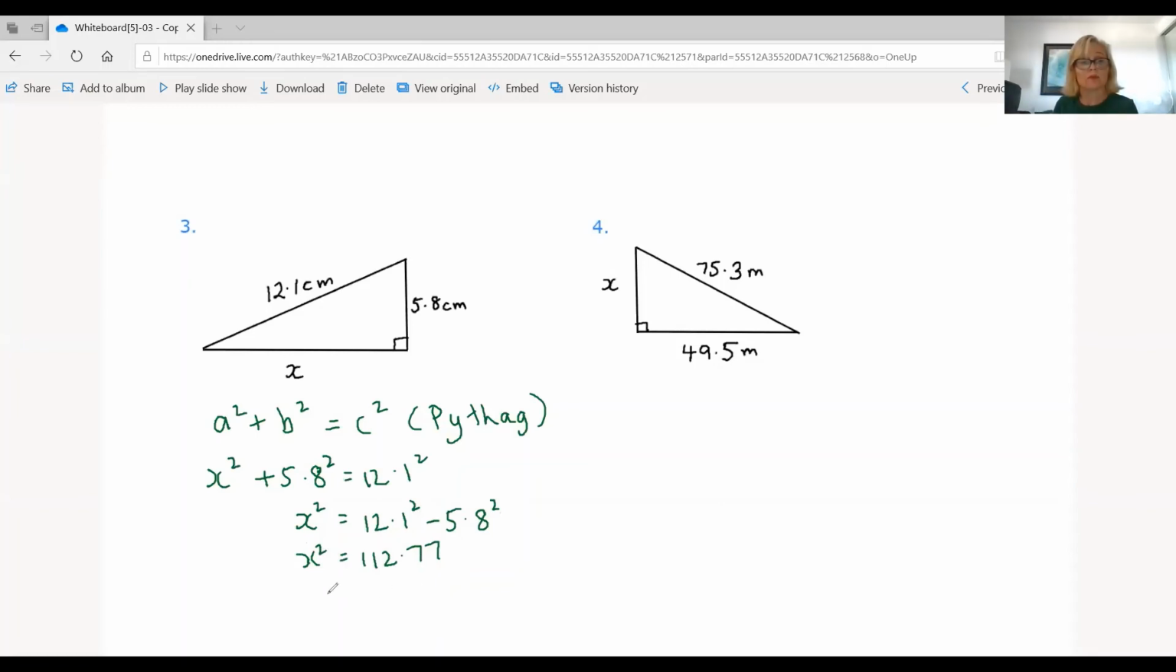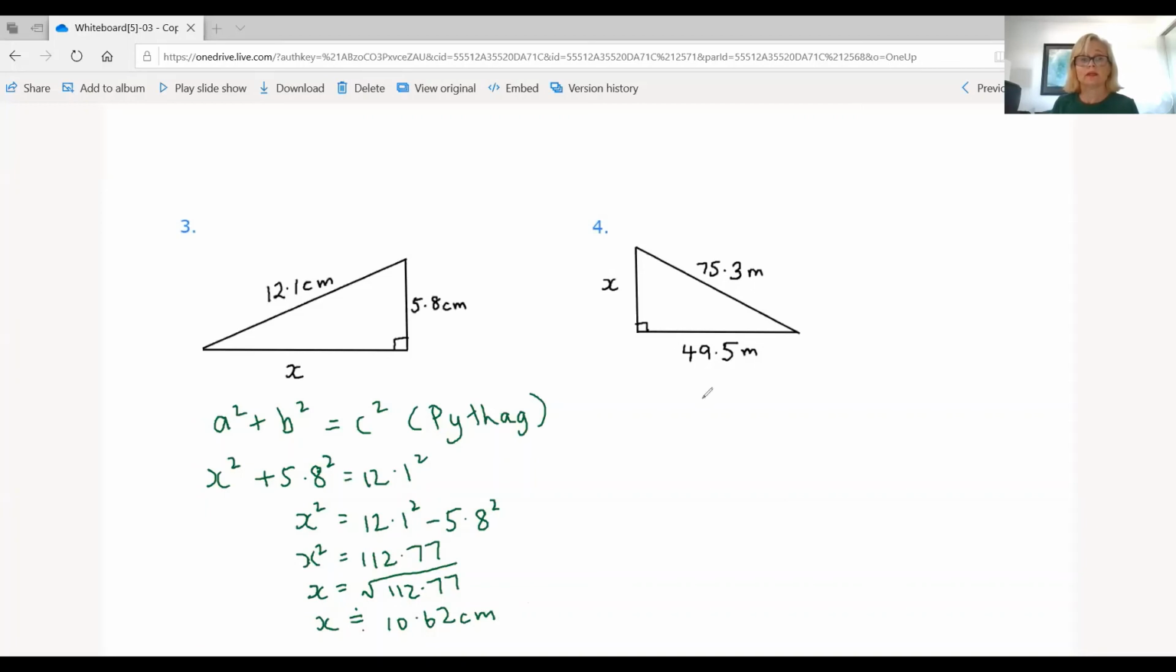Now we're at the point where we're going to take the square root and we're going to round off to 2 decimal places and you get 10.62 centimetres. Just checking, does this make sense? Well, yes. If we'd got a value that was bigger than our 12.1, that would be a concern because 12.1 is our hypotenuse, isn't it? So that's got to be the longest side. So yes, that does make sense.